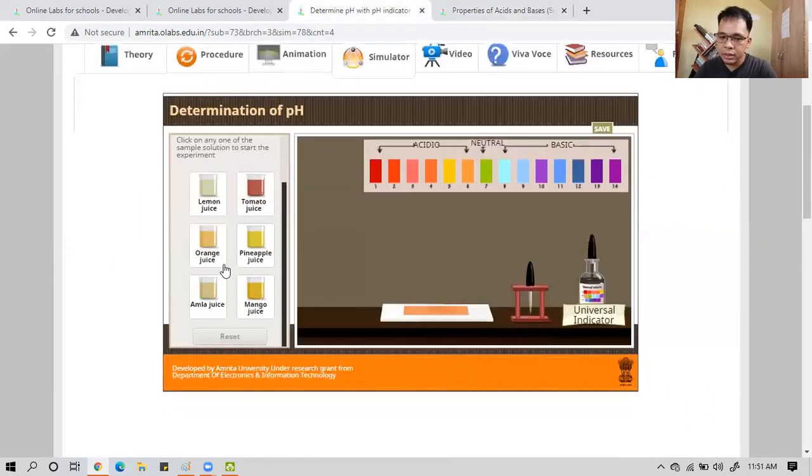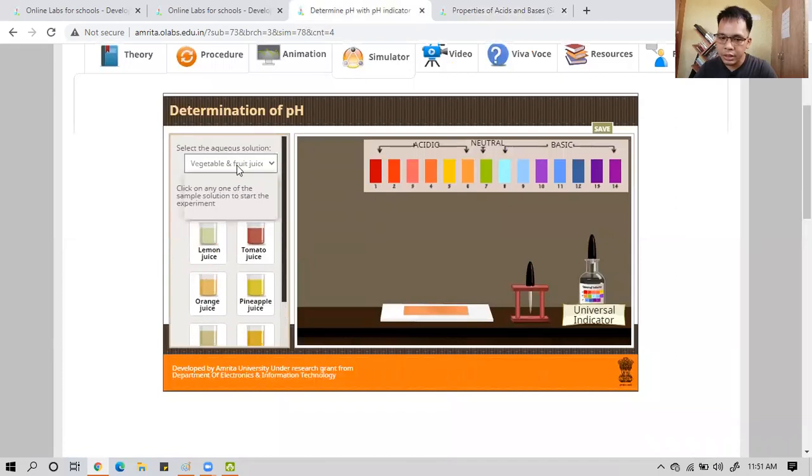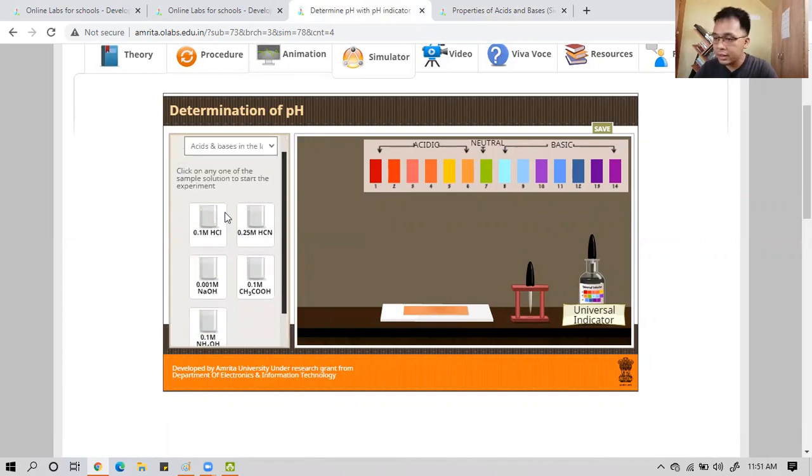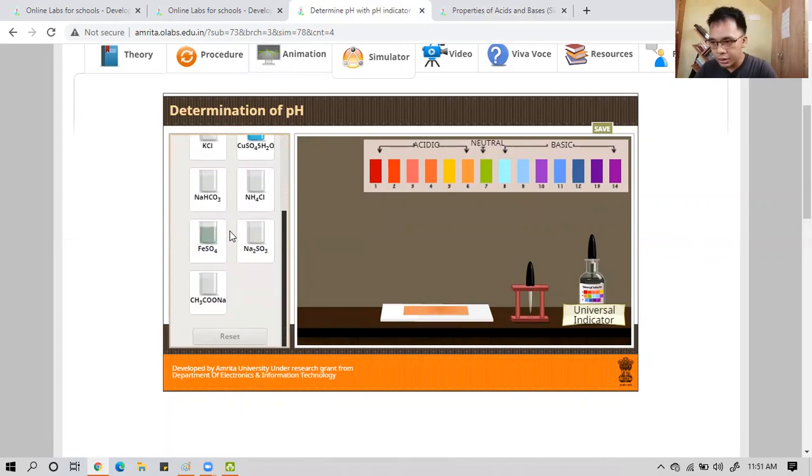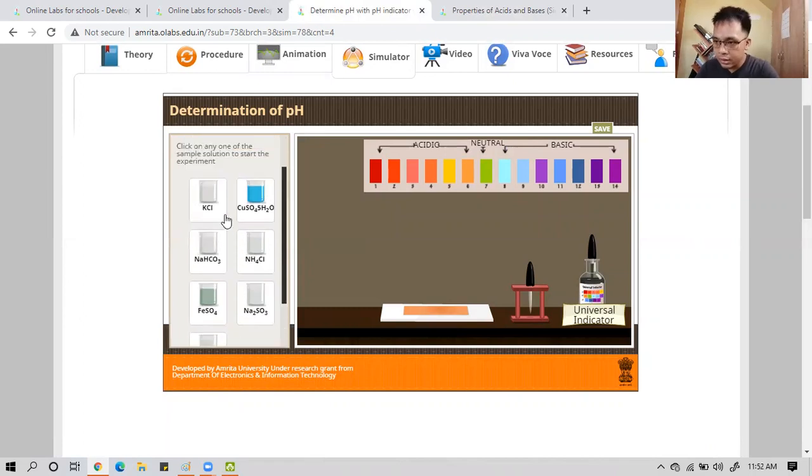Here in our determination of pH, you'll notice we have vegetable and fruit juices as our samples, and lots of household items. Acids and bases in the lab: as you can see here, there's a specific concentration. And then the salts in water, the dissolved salts in water. You can see here the acidic salt, basic salt, and neutral salt.